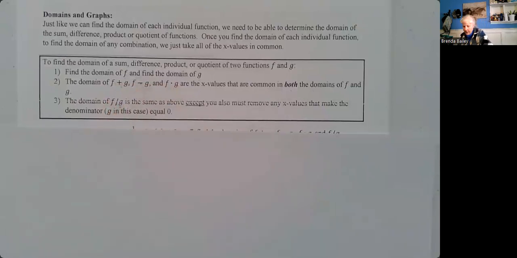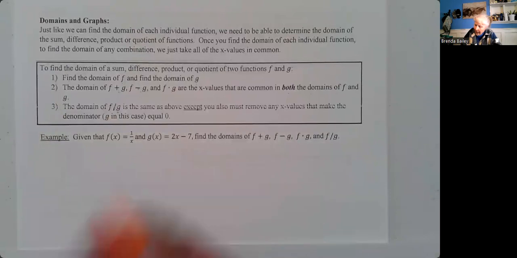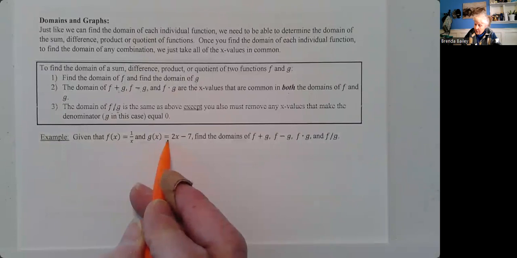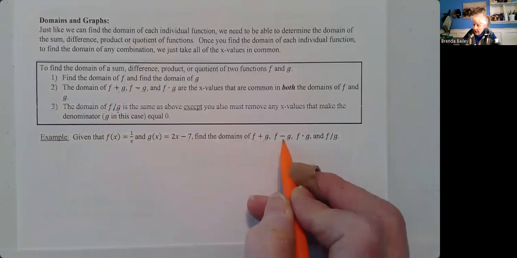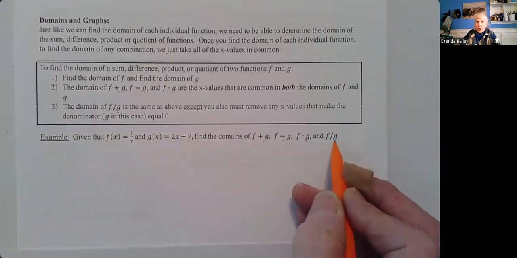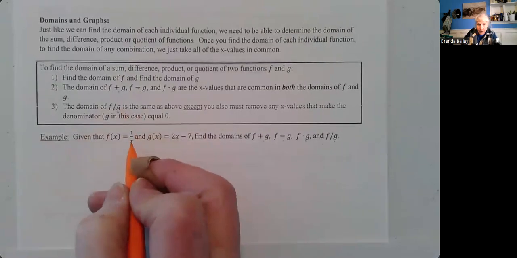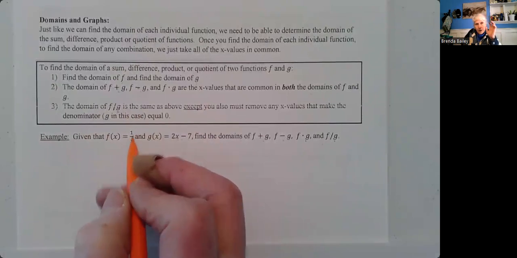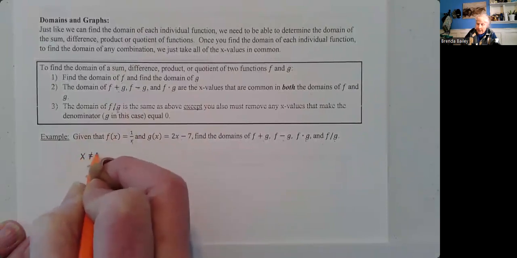So let's go ahead and go through some examples. Let's start with this first one. We are given f of x equals 1 over x and g of x equals 2x minus 7. Find the domains of f plus g, f minus g, f times g, and f divided by g. So what you're going to have to do is find the domain of these individually. We haven't done square roots yet; we're going to do those later. All we know is that when we have a fraction, the denominator cannot be 0.